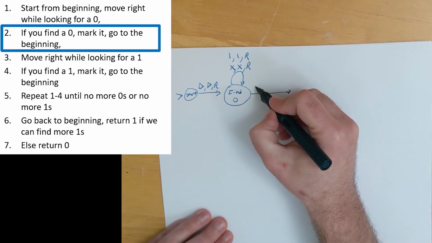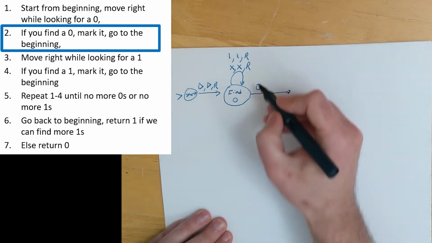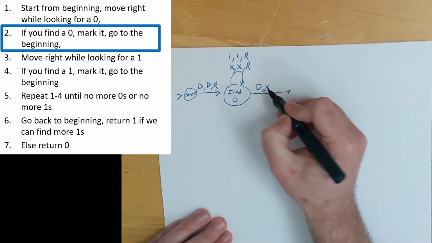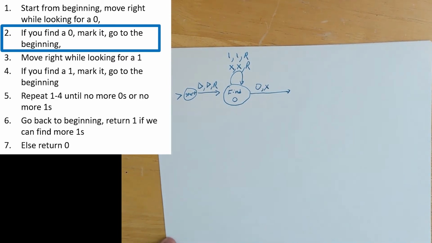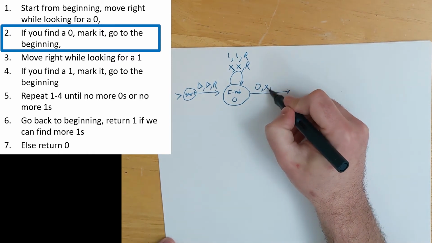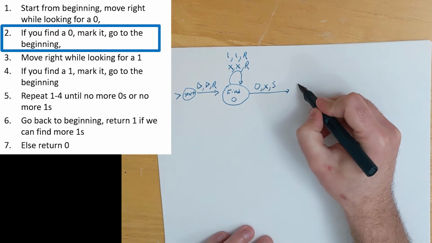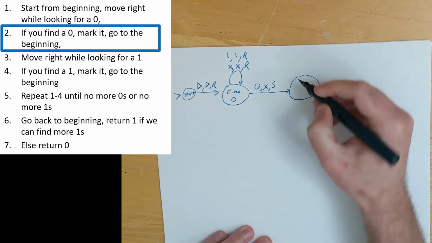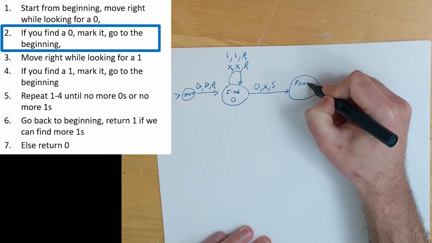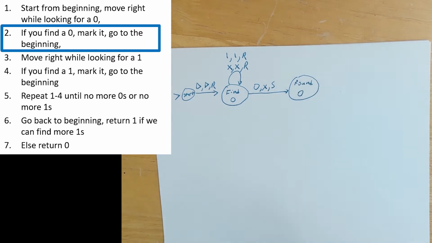So if I see a 0, I want to change the character on the tape to be an X, so we've marked off that 0. Then I'm just going to stay in the same position here. And I'm going to transition to this new state that represents that I have now finally found a 0. So I'm in this state representing that I have found a 0.